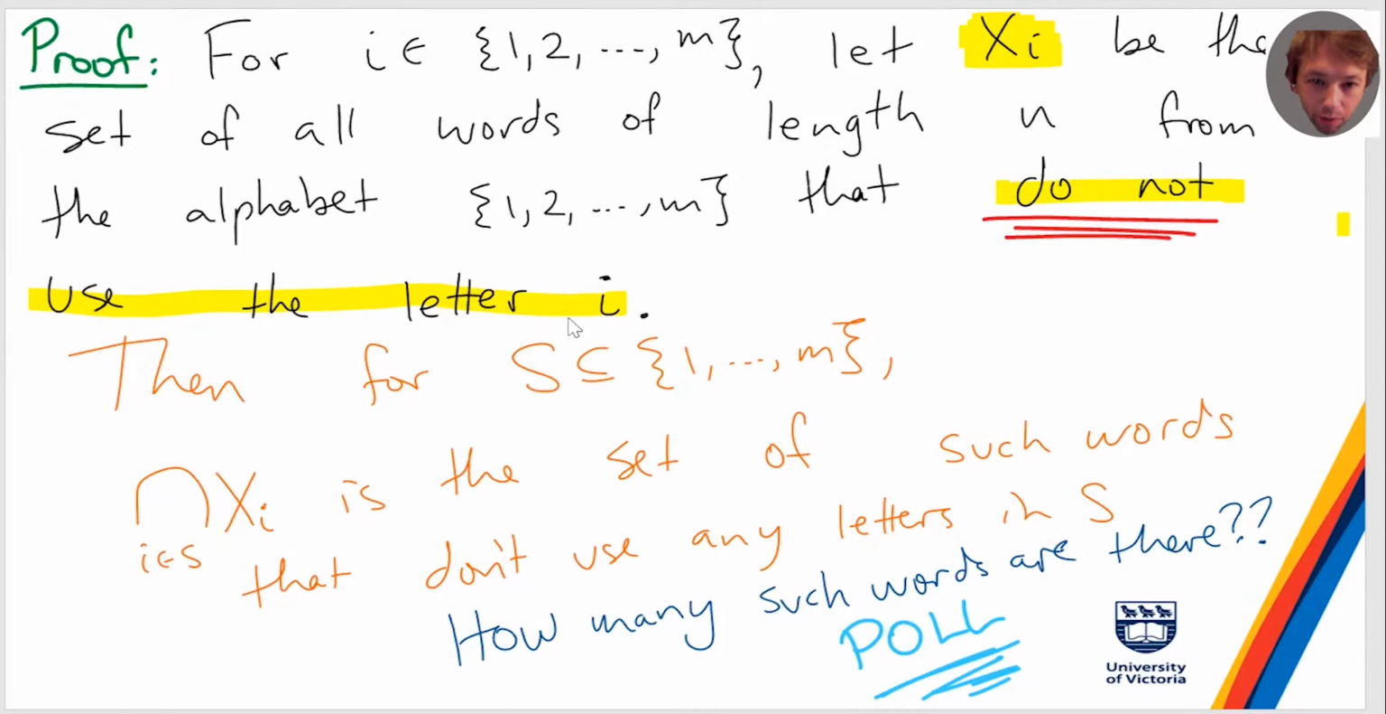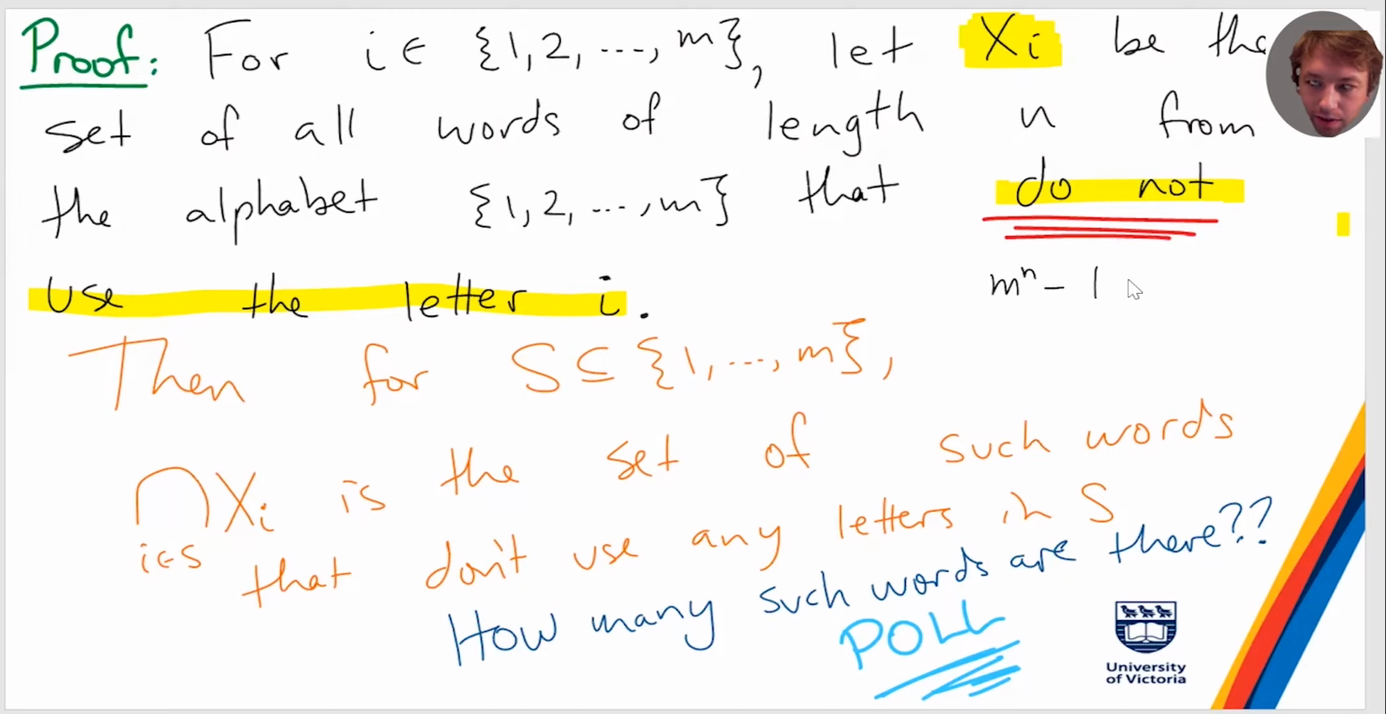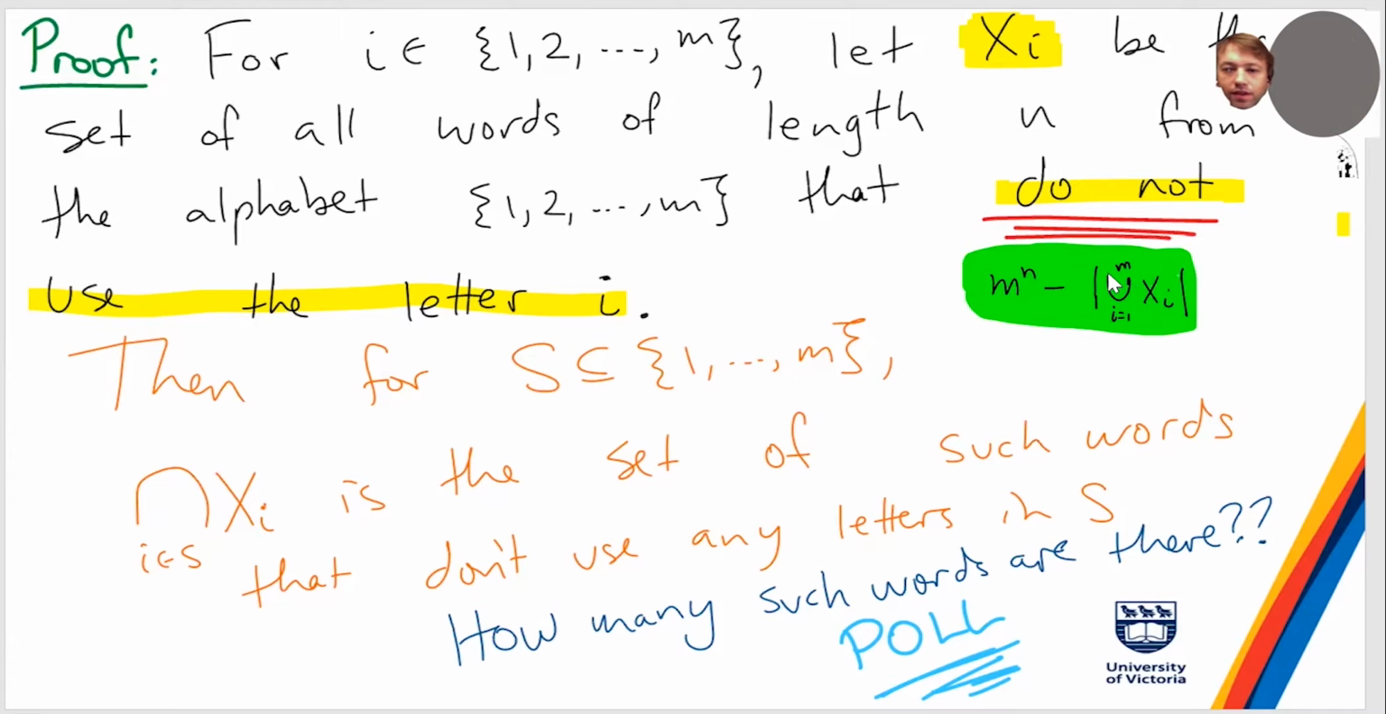Okay, so what we want to do is count all the words, which is m to the n, minus the union of the x_i's, right? Our final answer is going to be equal to this because of counting the complement, right? We take all the words and then subtract the words that miss some letter. Okay, so this union can be computed using inclusion-exclusion.